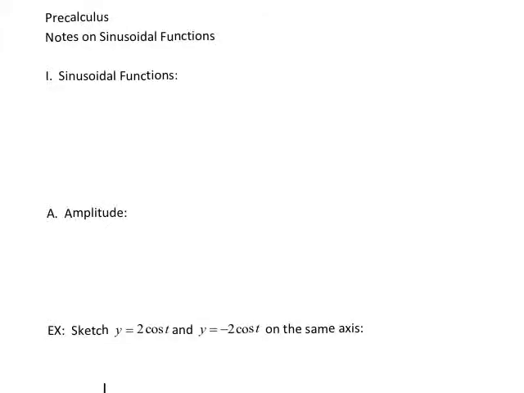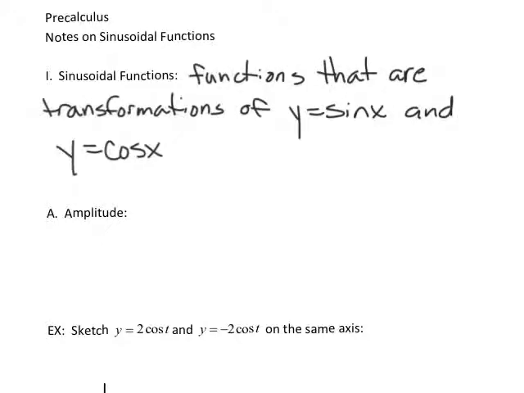In this lesson, we talk about what's called sinusoidal functions, so we'll start right off with the definition. Sinusoidal functions are functions that are transformations of y equals sine of x and y equals cosine of x. So they either have sine or cosine as the operating function. So we'll start off again talking about amplitude.